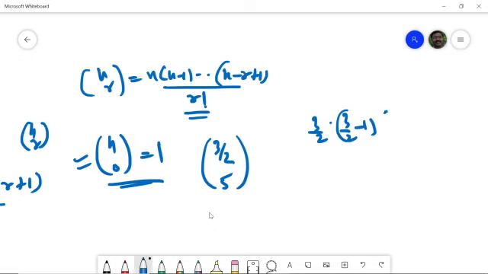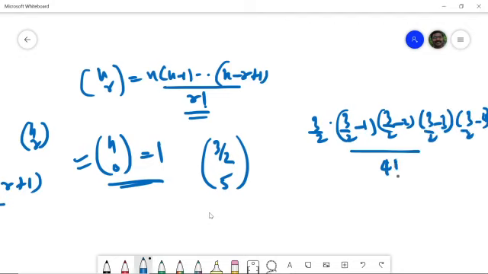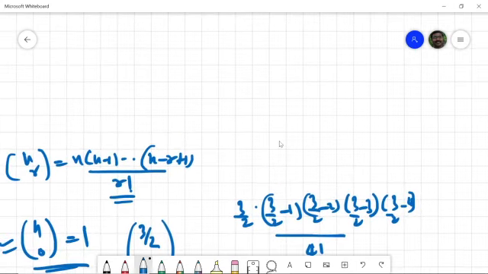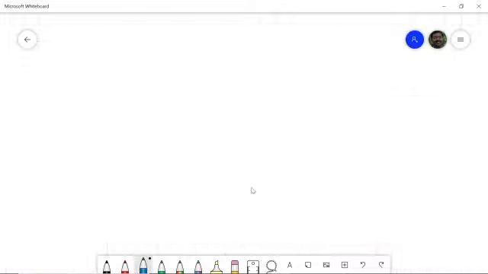So the value will be (3/2)(3/2 - 1)(3/2 - 2)(3/2 - 3)(3/2 - 4) divided by 4 factorial. Okay, so if you have understood the definition of nCr for any real number, let us now try to write a definition of the expansion of (1 + x)^n, where n is actually a real number.